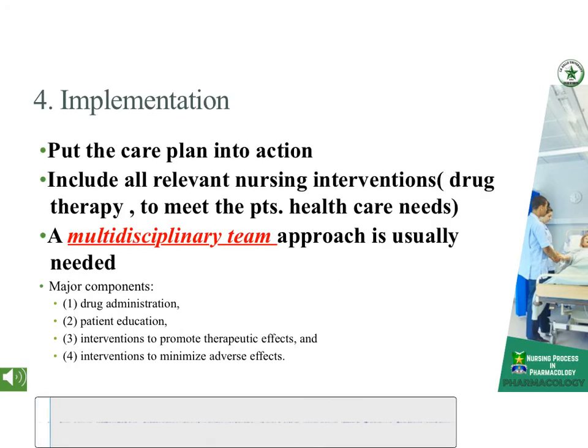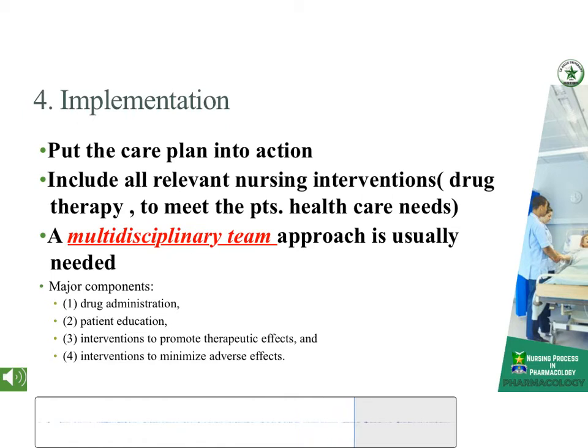The fourth phase of the nursing process is implementation. In implementation, we put the plan of care into action. It includes all relevant nursing interventions, such as drug therapy, to meet the patient's healthcare needs. The multidisciplinary team is needed in implementation because it is not only the nurse who is involved. It will also involve the doctor and other healthcare practitioners or other healthcare givers of the patient.